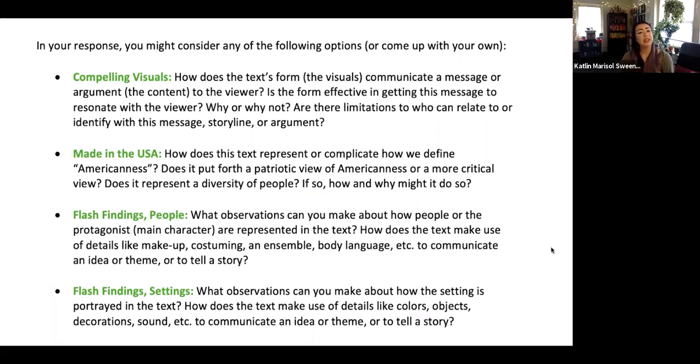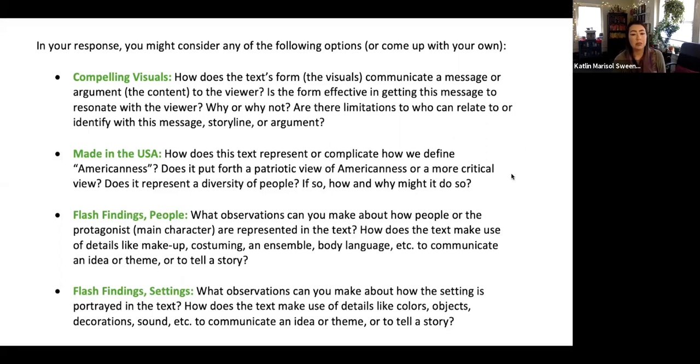In your response, you might consider any of the following options or come up with your own. Your first option is compelling visuals. How does the text form, or the visuals, communicate a message or argument, the content, to the viewer? Is the form effective in getting this message to resonate with the viewer? Why or why not? Are there limitations to who can relate to or identify with this message, storyline, or argument?